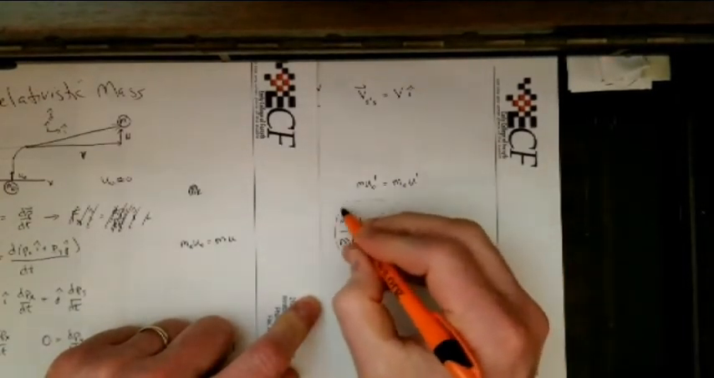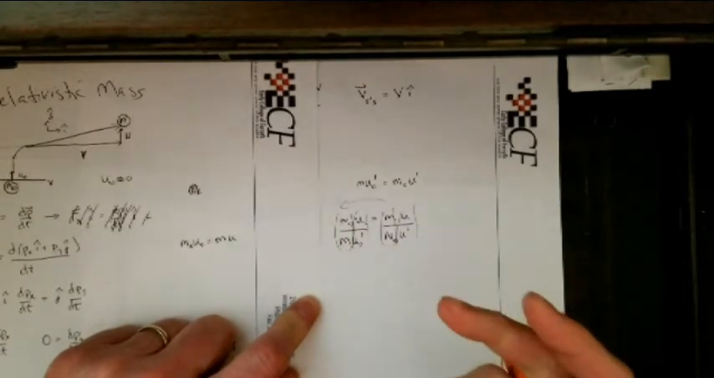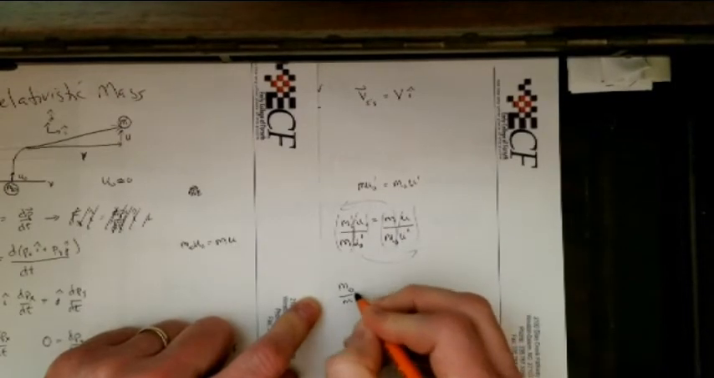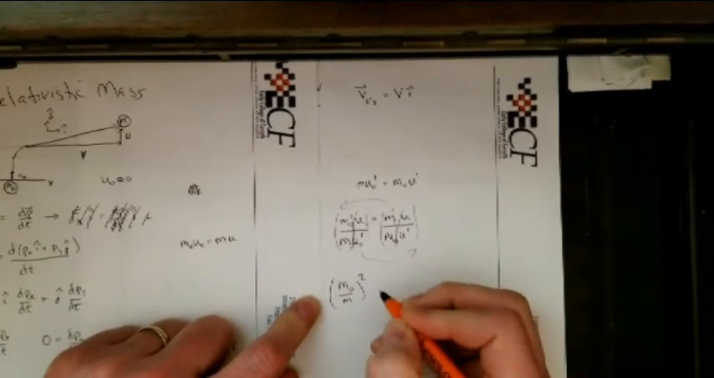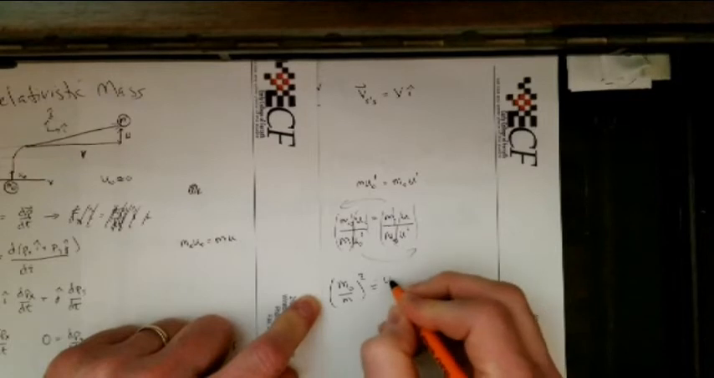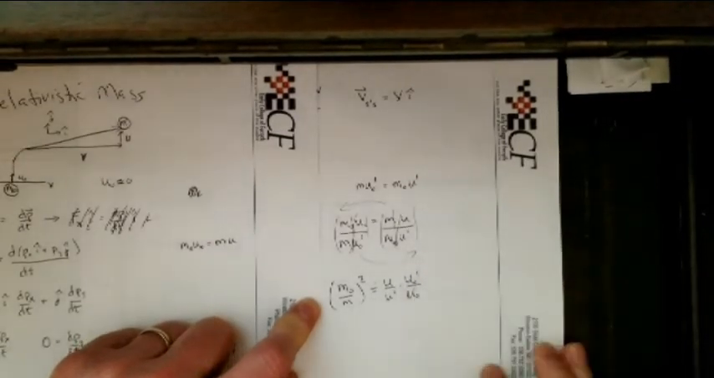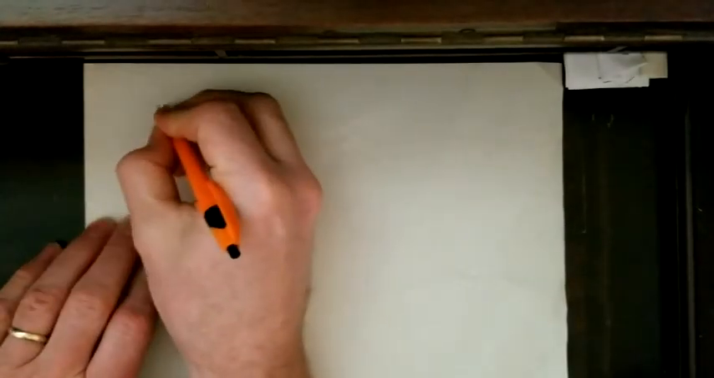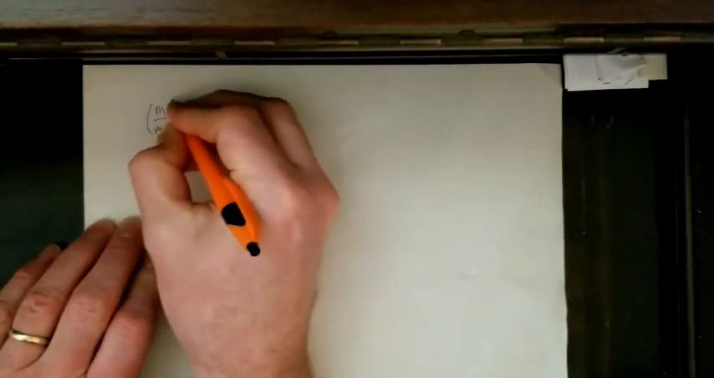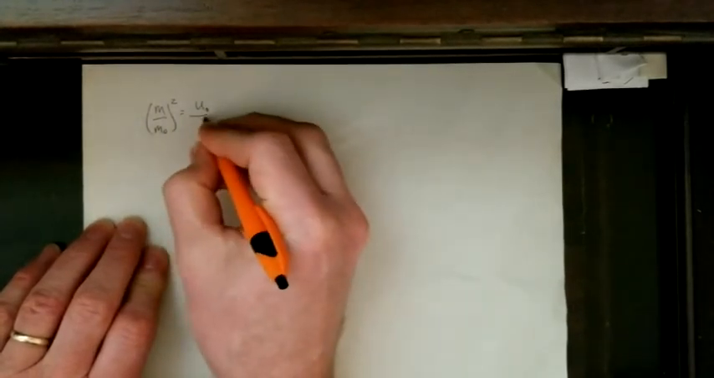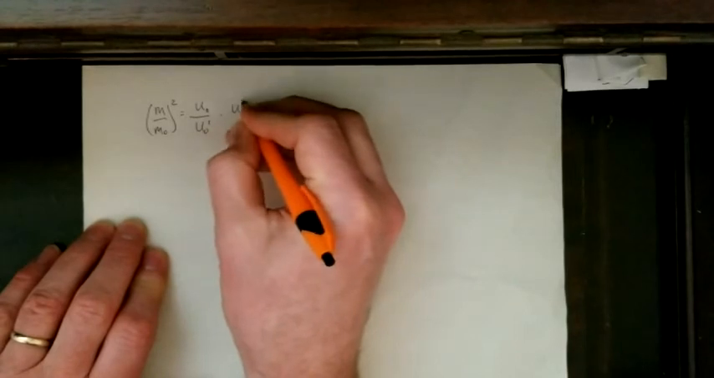So basically I'm going to bring this over by dividing by this, or multiplying by the reciprocal, and similarly over there. So I have m naught over m squared equals u over u prime times u naught prime over u naught. We are left with the fact that m over m sub naught squared is equal to u naught over u naught prime times u prime over u. Written slightly differently, that's the flip of what I had written on the previous page.